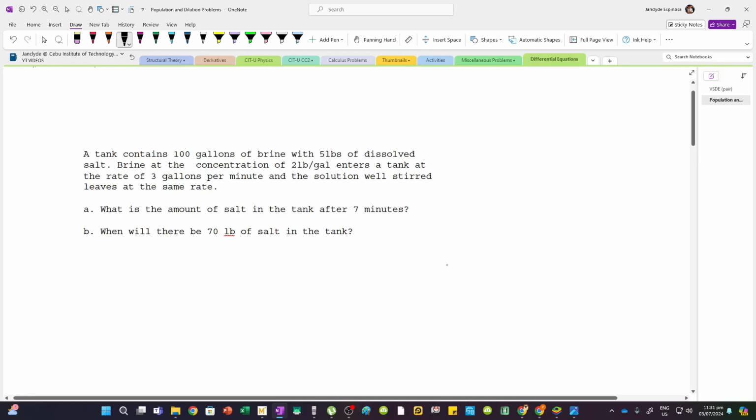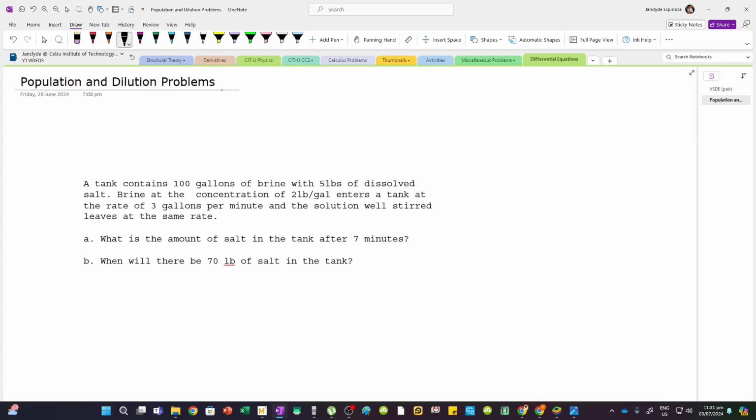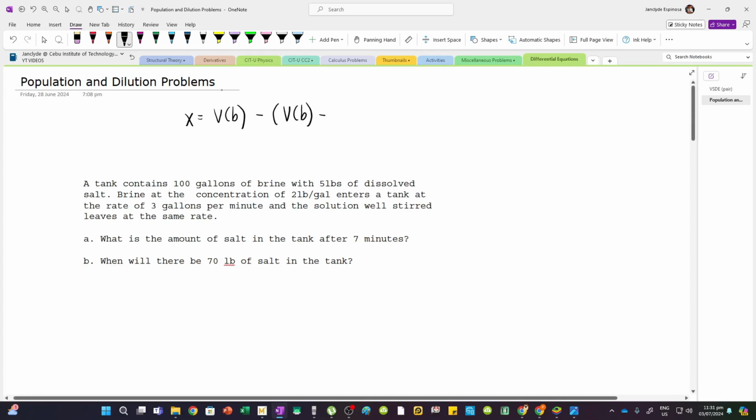Now, dilution problems involving differential equations are common sa board exam. And so, meron tayong CALTECH for these types of problems. So, for dilution problems, we actually have a model equation. We have x equals V sub b, V times b minus V times b minus x sub o multiplied by e to the power of negative a divided by V multiplied by t.